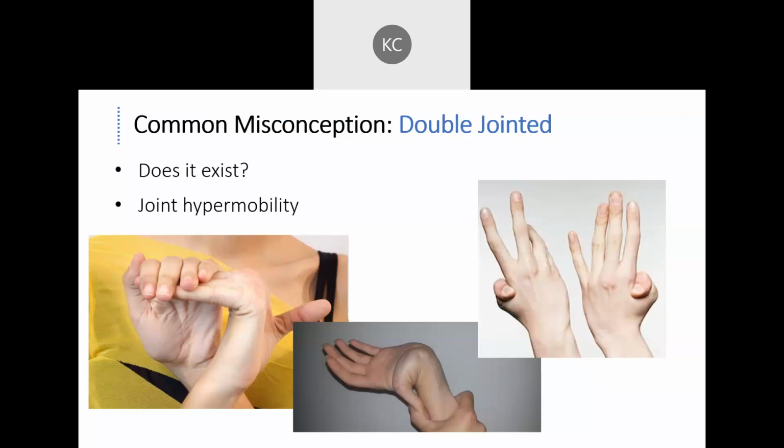Essentially the collagen fibers and the connective tissue that surround a particular joint, whether this is a finger, a wrist, an elbow, a hip, a knee, a shoulder, whatever it may be, they just have a greater degree of mobility, greater flexibility, but there's not a double joint. There's not two joints where there's normally one. It's just that their joints are slightly more flexible, slightly more mobile than other individuals. Okay.